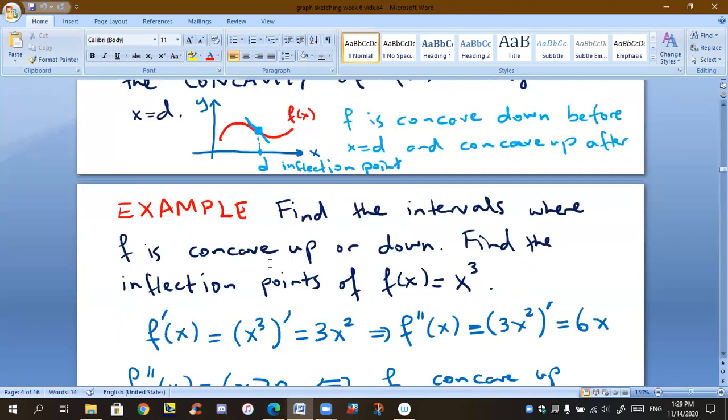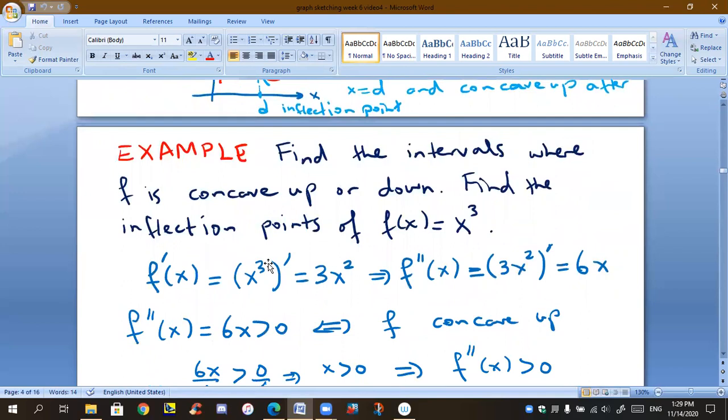Okay. Now, another example. Find the intervals where f is concave up or down, and the inflection points of f if the function is x cubed. Now first, to talk about concavity and the inflection points, we need to look at the second derivative. So we find the first derivative, that's 3x squared. Then we find the second derivative, that's 6x.